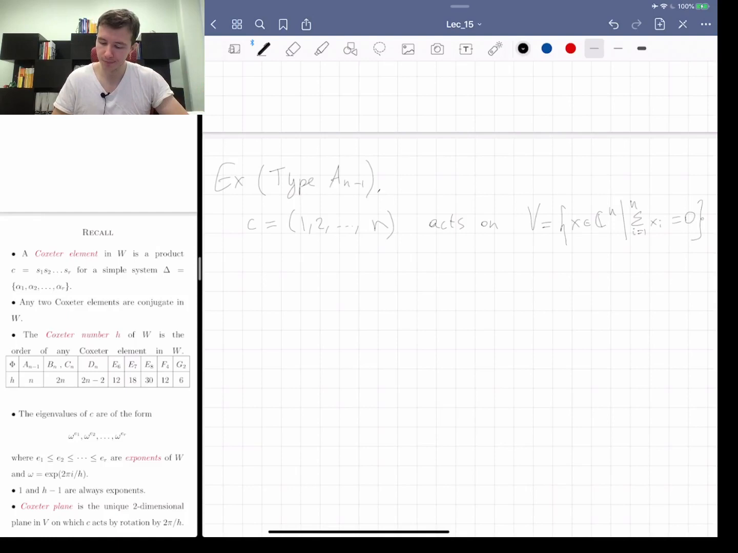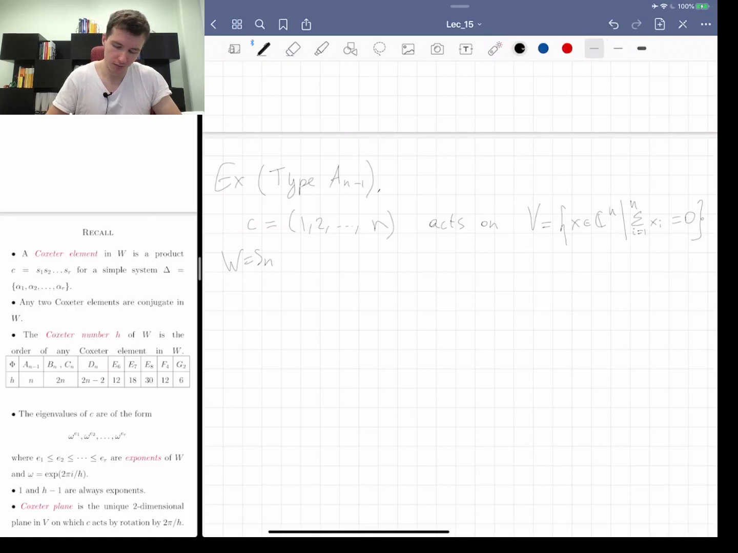Okay. And now the Weyl group, so W is equal to S_n as usual, acts on the space by permuting the coordinates. In particular, the Coxeter element permutes the coordinates cyclically by one click and preserves this condition that the sum is equal to 0. So what are the eigenvalues of the cyclic shift operator on an n minus 1 dimensional space like this?